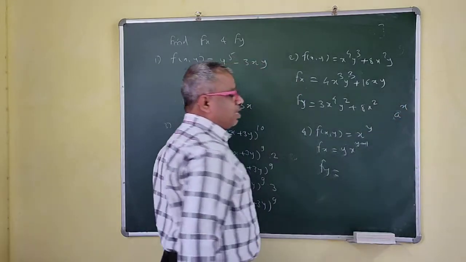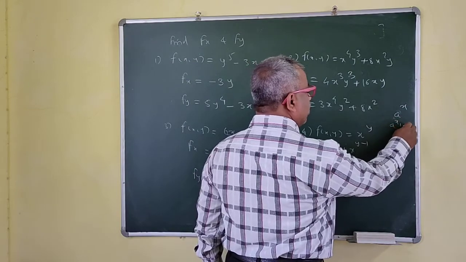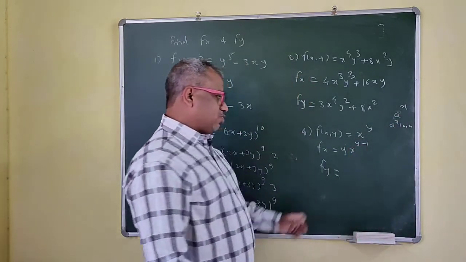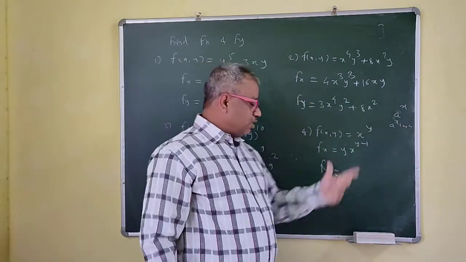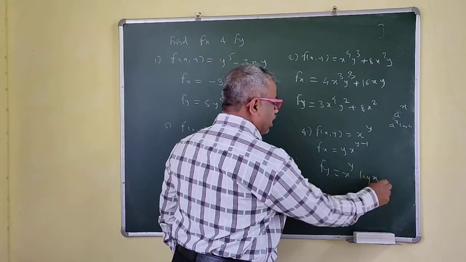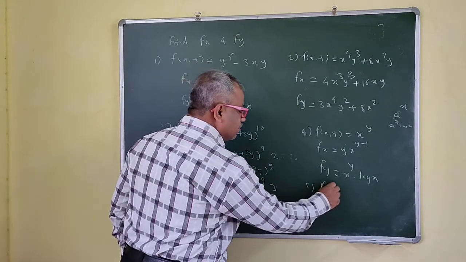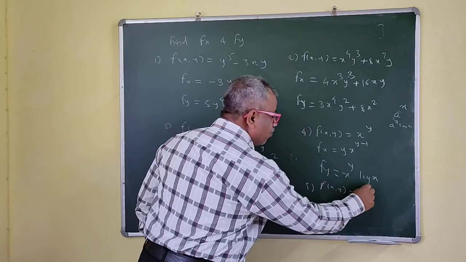So it is of the form a raised to x, and the derivative of a raised to x is a raised to x log a. So same thing here. Your x is constant, so your base is constant. So that means x to the power y into log x. Okay?